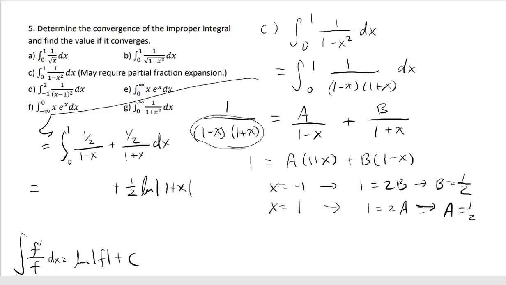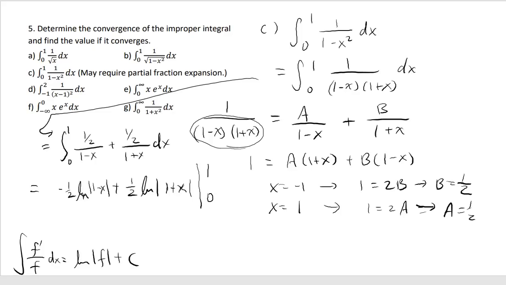And over here it's slightly different, because if you differentiate 1 minus x, that's -1, and this is 1/2 times +1. So the trick is to multiply by a negative and put a -1 there so that it does become f prime over f. So you end up with -1/2 ln of the absolute value of 1 minus x. Okay, and to this we have to plug in 1 and 0.